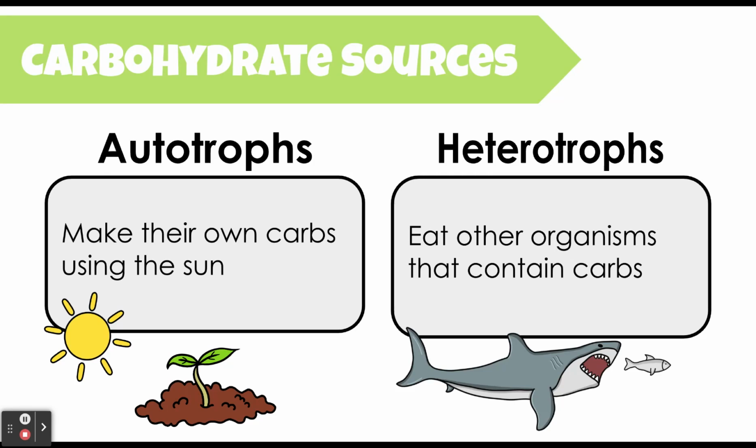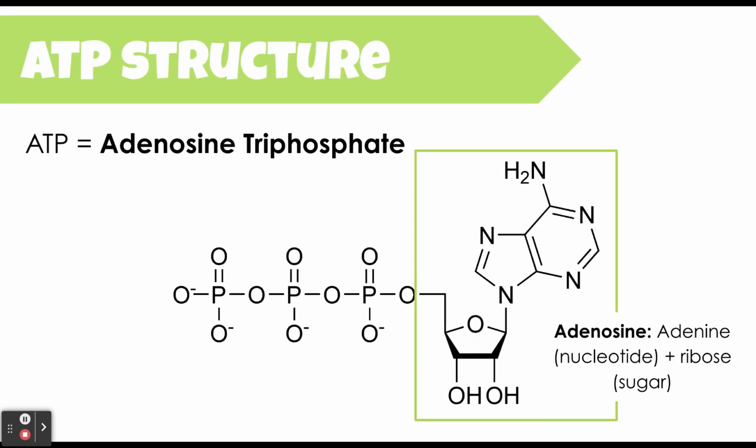They absorb sunlight and are able to take in some other molecules and convert those molecules into glucose. Whereas heterotrophs, hetero in Latin means different. These are organisms that eat other organisms that already contain those carbohydrates. So these are how different organisms get their carbs in order to make ATP.